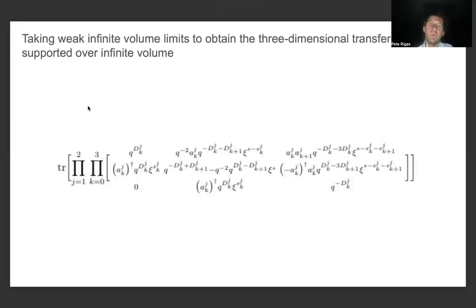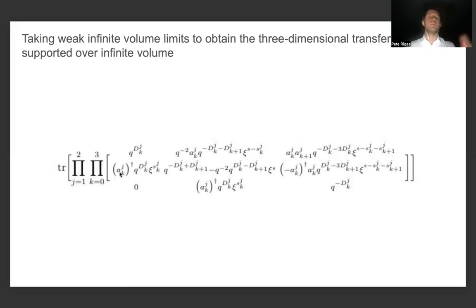And so taking the weak infinite volume limit to obtain the 3-dimensional transfer matrix that's supported over infinite volume is given by the fact that we would like to take the trace of some product of these L operators, where we can vary the K index, which is given in the bottom of each one of the terms, as well as varying the J index.